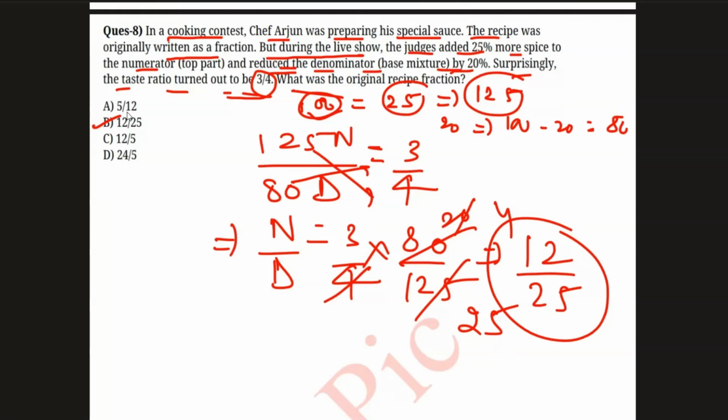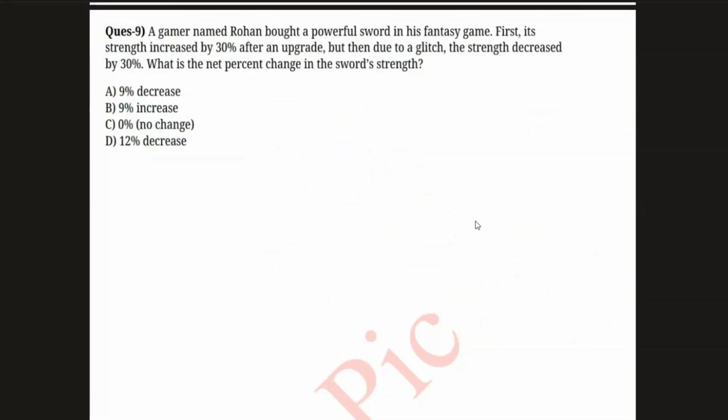This was a very simple and easy question, but I hope you have learned a lot of things through this question. Let's move ahead to the next question, which is question number 9. According to this question, a gamer named Rohan bought a powerful sword in his fantasy game. First, its strength increased by 30% after an upgrade, but then due to a glitch, the strength decreased by 30%. Then what is the net percent change?